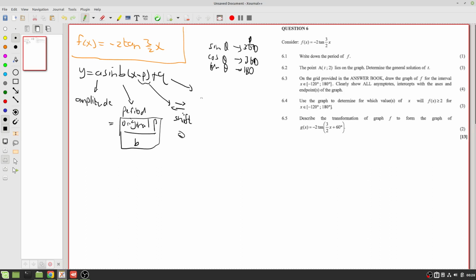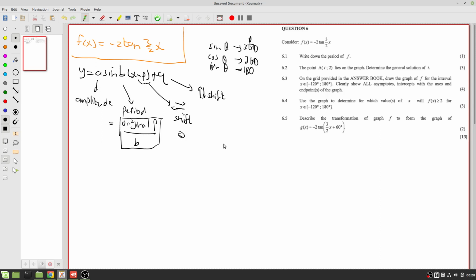And then q, that's your vertical shift. Okay, so that's all the information we need to know about the standard sine, cos, or tan graphs, and it's the same for all of them. Except for tan, we don't really call it amplitude in a sense. Maybe we do; it depends on what you were taught. But the amplitude just tells you how far the graph stretches up and down.